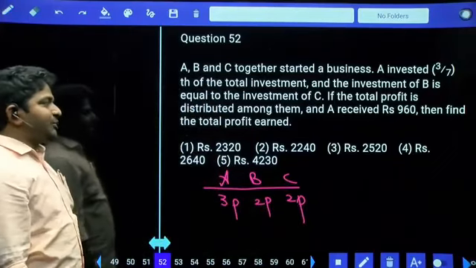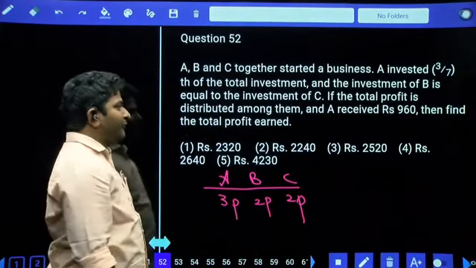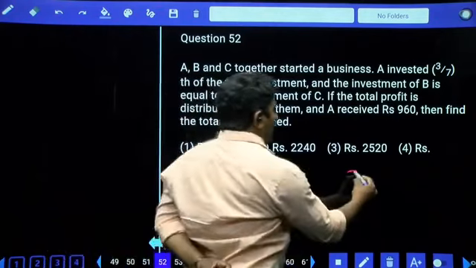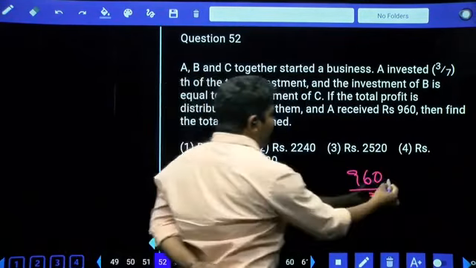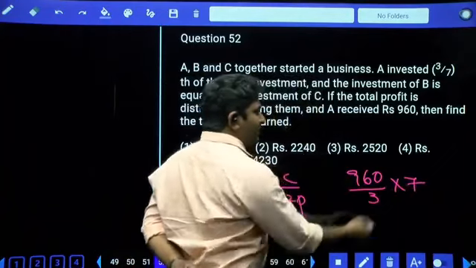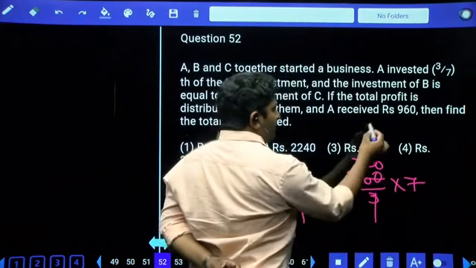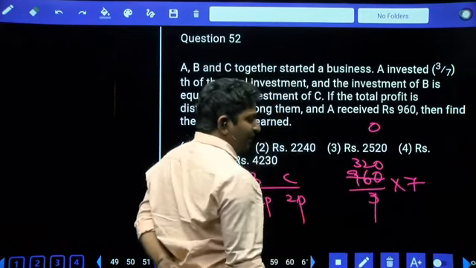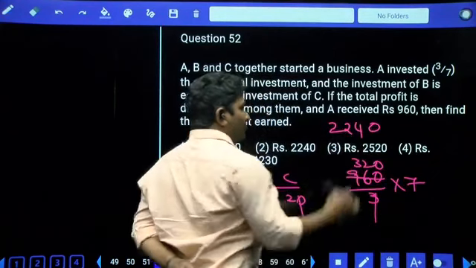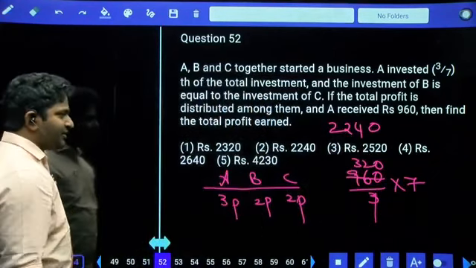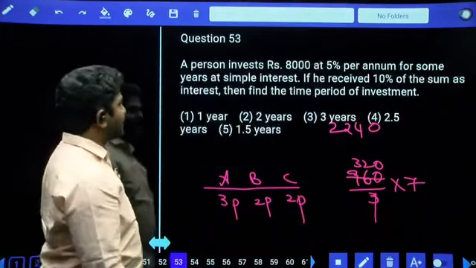The total profit is to be distributed among them. A received 960, which is equal to 3 parts. Find the total profit. Now 960 is equal to 3 parts, 1 part is equal to 960 by 3. Total profit is equal to 7 parts, that is equal to 320 into 7. 320 times 7, that is equal to 2240. Otherwise, answer should end with 40. Two options are there. We have to calculate total value. 2240 is our final answer.